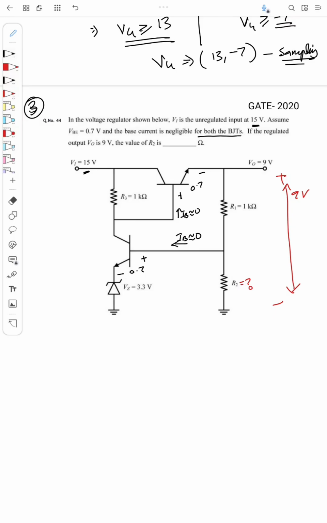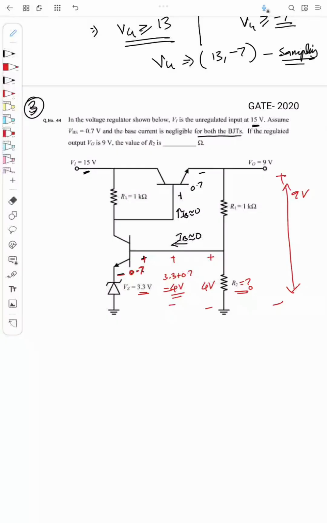Okay, so from the circuit it is clear that this VB is 0.7 volt, and there is a Zener which has 3.3 volt, and it is regulated, right? So what is the voltage across this? It is 3.3 plus 0.7, that is 4 volt. Okay, so across this I have 4 volt, and I need to find R2.